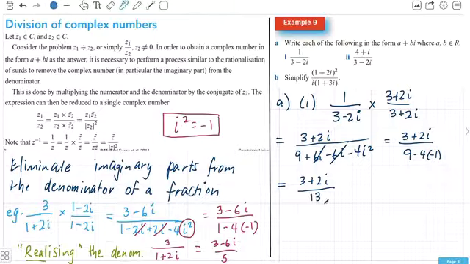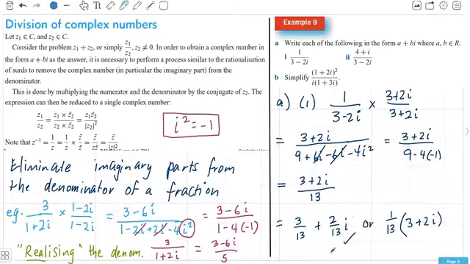Okay, so that's the first part. You might also, if you want to, split this up. It's completely fine to leave it like this. There are a couple of ways you could write this. You could write this as 3 over 13 plus 2 over 13 i. Or if you wanted to, you could take the 1 over 13 outside of 3 plus 2i. They're all acceptable answers. This one is probably the more common one that you'll see in a textbook as an answer.